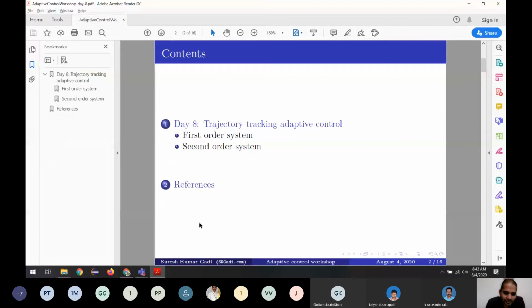Today our objective is very simple. We have two simple sections: first order and second order. What we have to do is make sure our adaptive control is working, and we will show the step-by-step procedure for how we can apply it. At the end of today's class, I will take some time to explain the mathematical background for the adaptive control we are using.